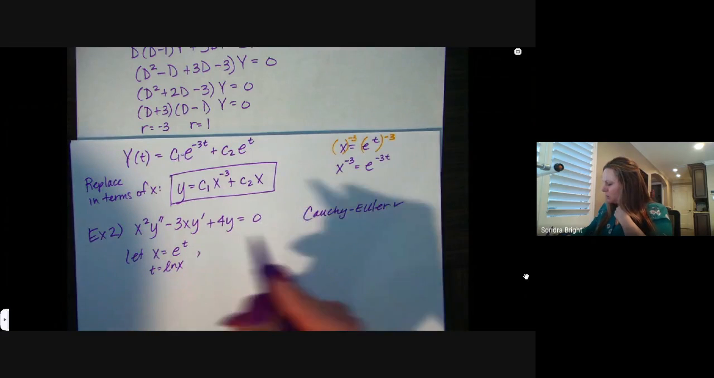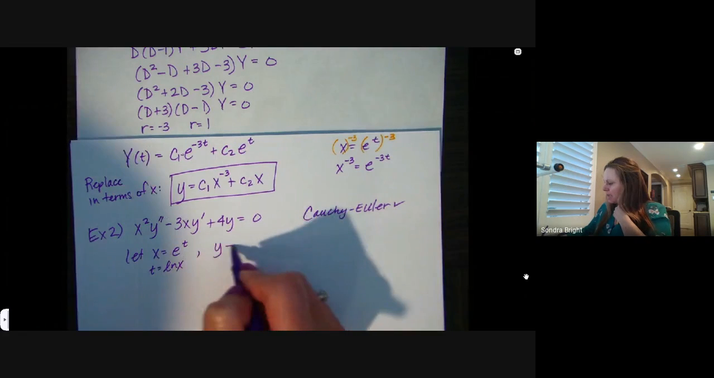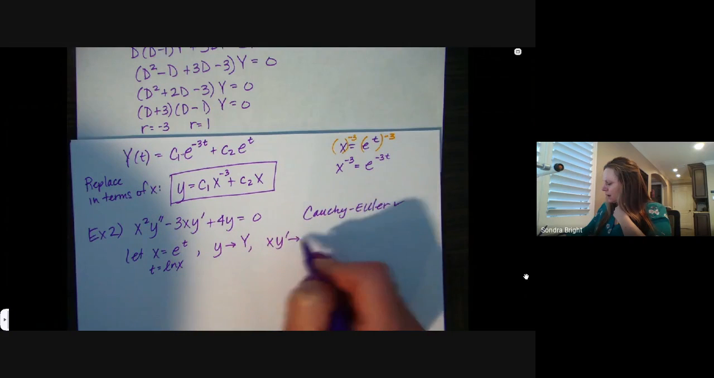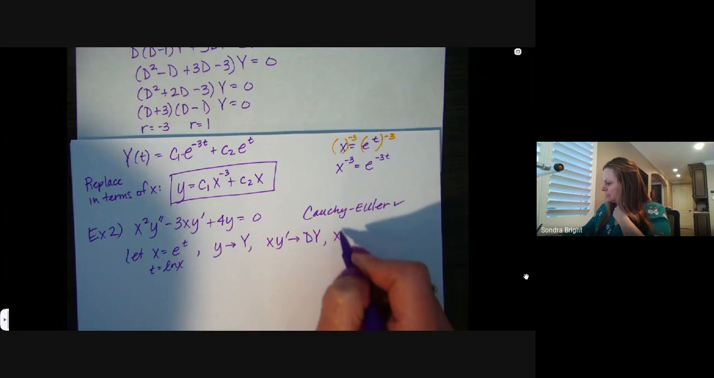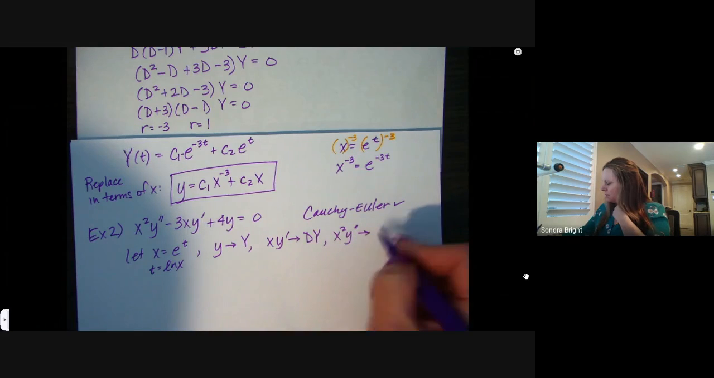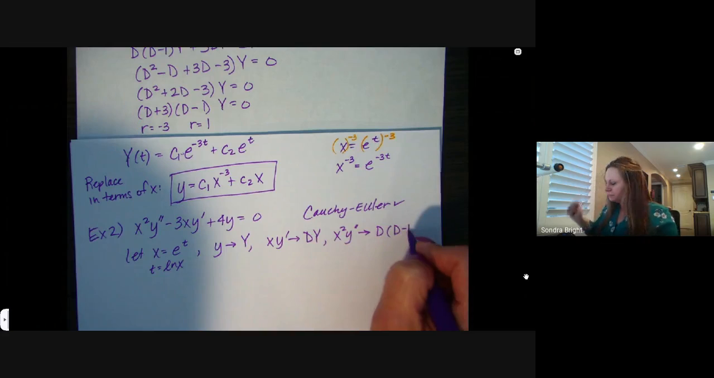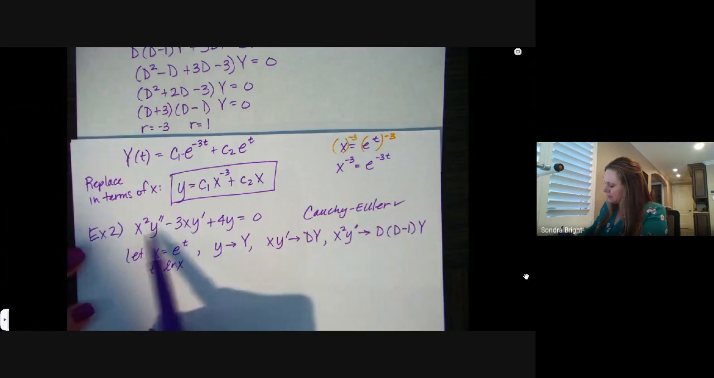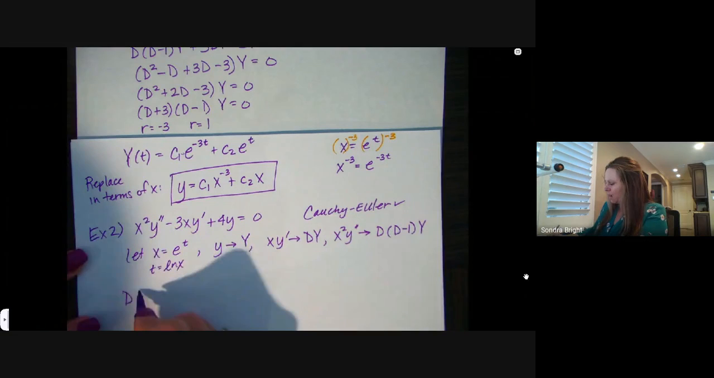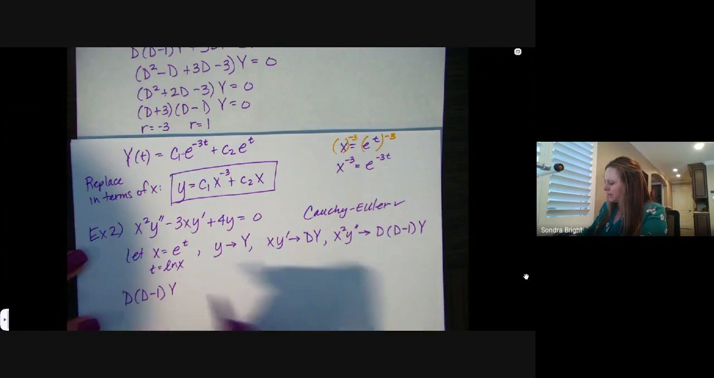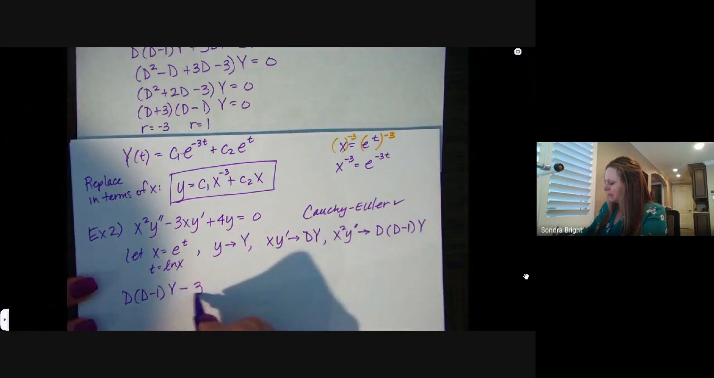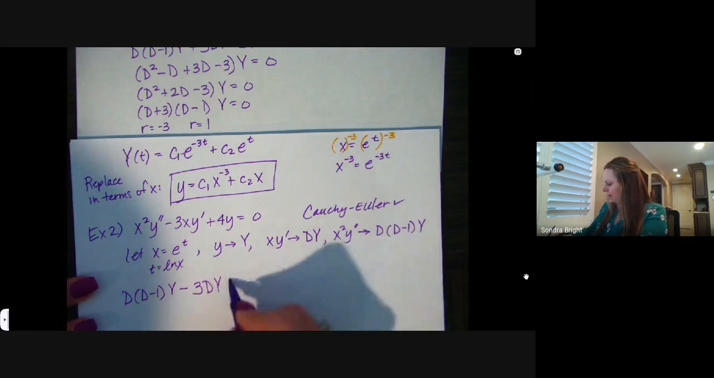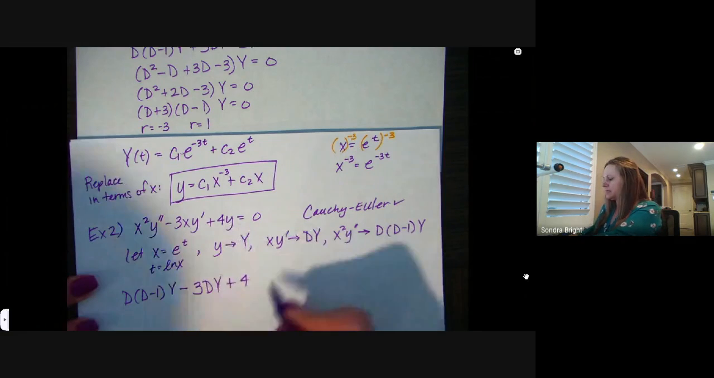I've got little y, I'm going to replace with capital Y. x y prime, I'm going to replace with D Y, and x squared y double prime, I will replace with D times D minus 1, operating on capital Y. All right, so replacing it in this equation, x squared y double prime becomes D times D minus 1 on capital Y, and then we have a minus 3 times x y prime, which I replace with capital D Y, and then plus 4 times, instead of little y, a capital Y now, and set that equal to 0.